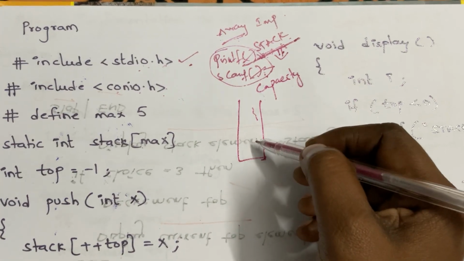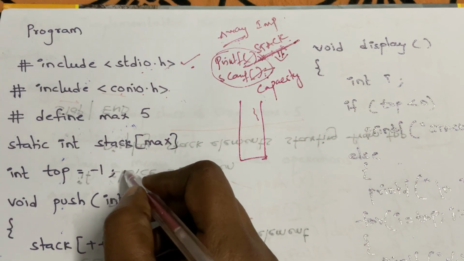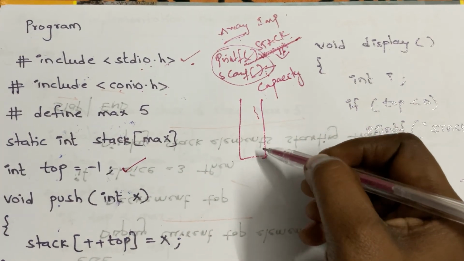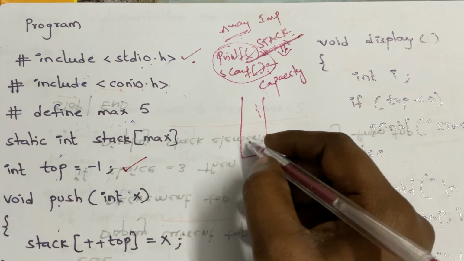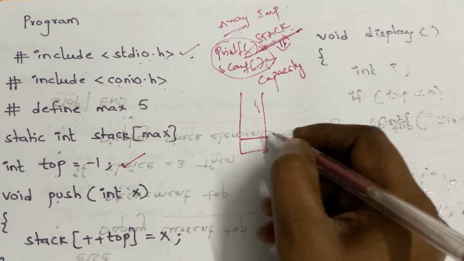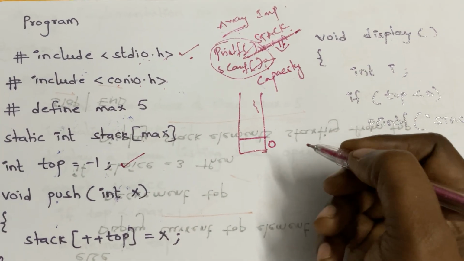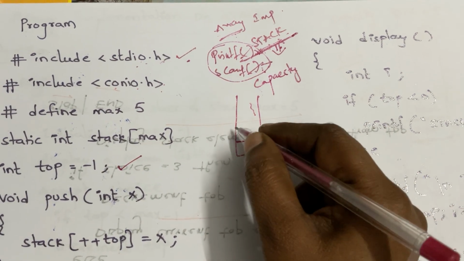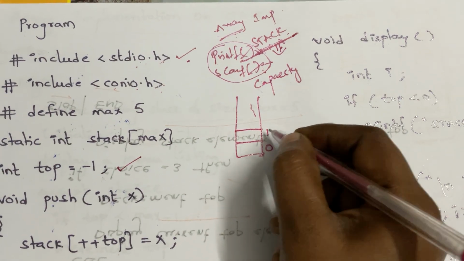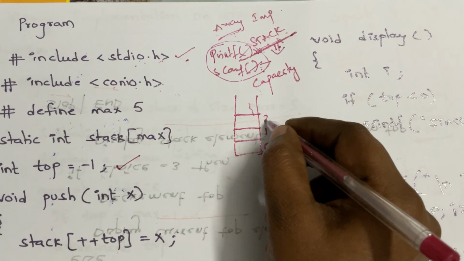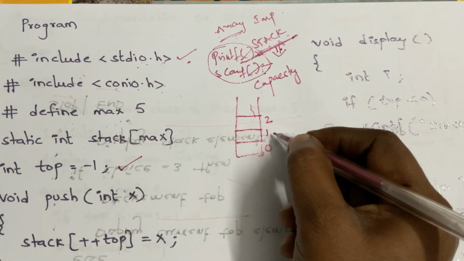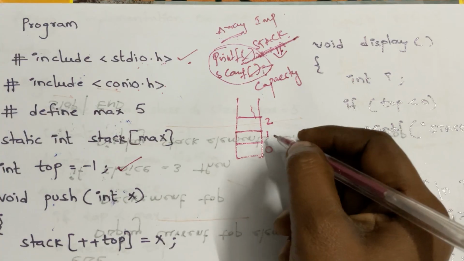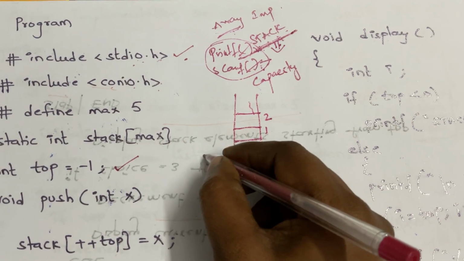So in the initial case, I am initializing the value to -1, because when the stack is empty, no element is there, correct? When elements are there, the index will start with 0. So this is the 0th element, this is the 1st element, this is the second element. These are what we call indexes, or the positions where the value is there. And each index will have an address.